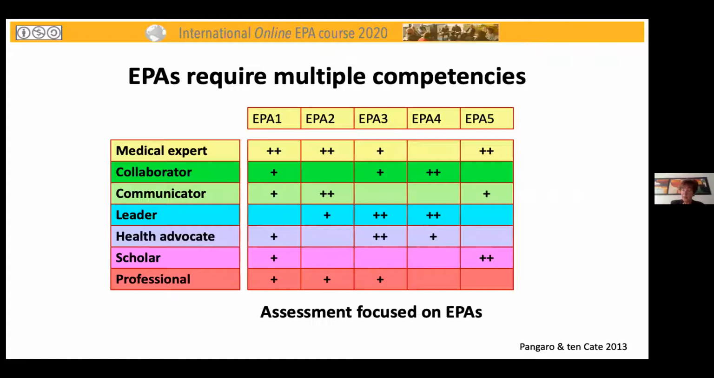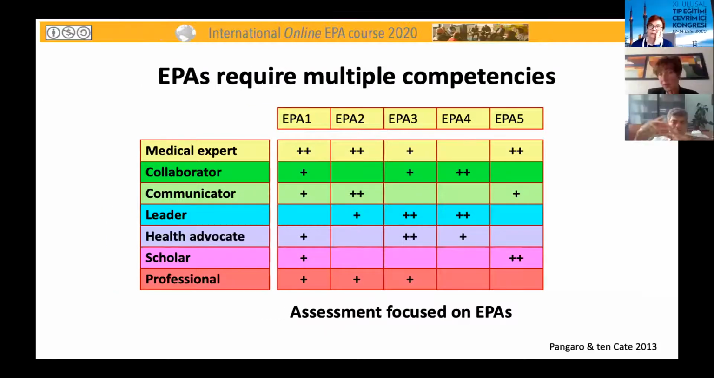And when we look at the assessments, then we focus on the EPAs. In the assessment, we do not focus on the competencies and all sub-competencies. We look at how the EPA is performed. And if there's trouble, then you can divide the activity into the different competencies that you need to perform the activity.